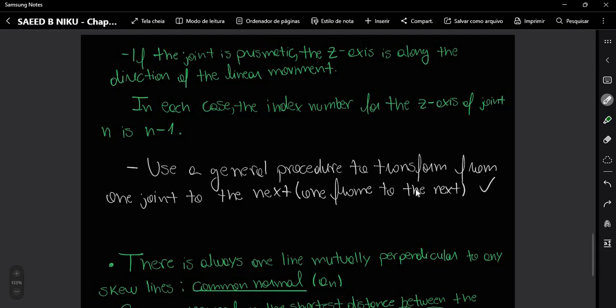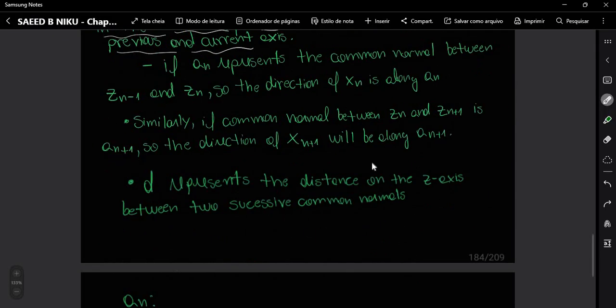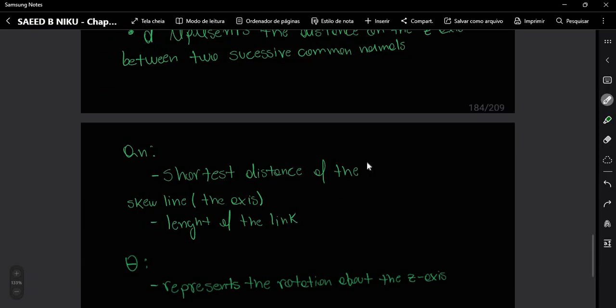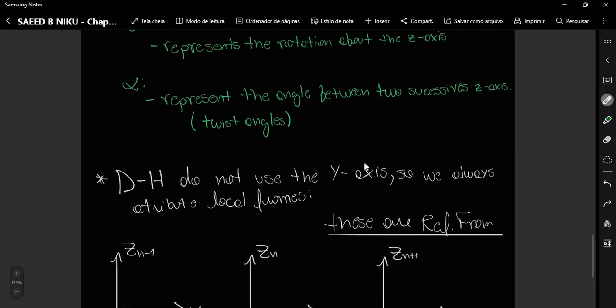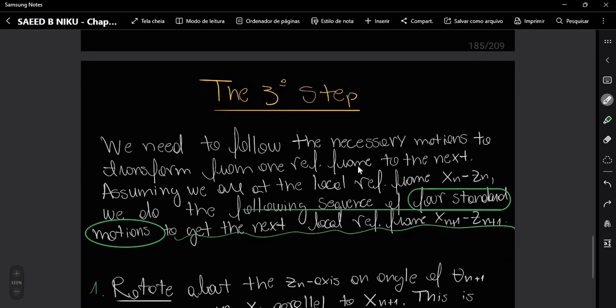I don't know if in the last two videos it was said that this is the second step, but this general procedure is already the third step. This general procedure, which we use to transform from one local reference frame to the other, so from one joint to the next joint, is this third step.